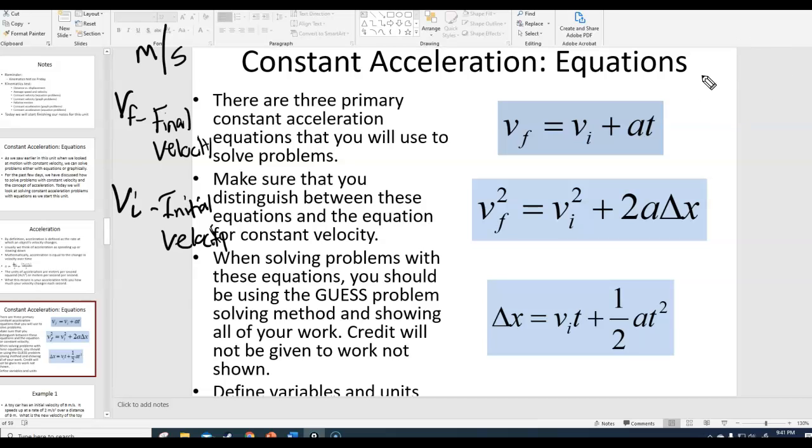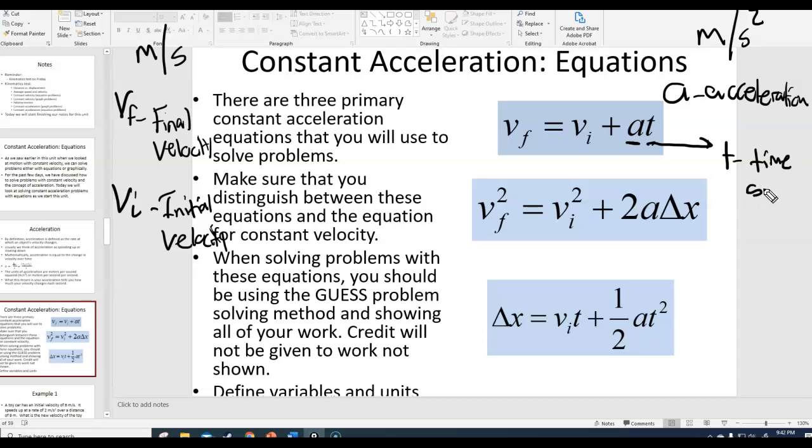We also have A, which is acceleration. That's what we've been talking about in the last video. And acceleration is always measured in meters per second squared. Remember, acceleration tells you by how much your velocity is changing every second. And then we also have time. t is time, and that's measured in seconds. That's an s, it's just a bad-looking s. So time is measured in seconds. And then delta x, we've seen before, delta x is displacement.